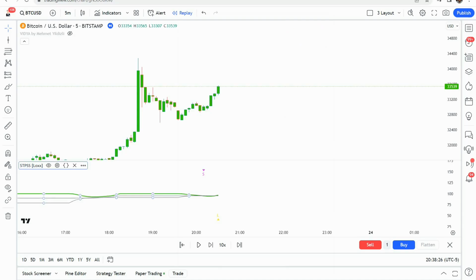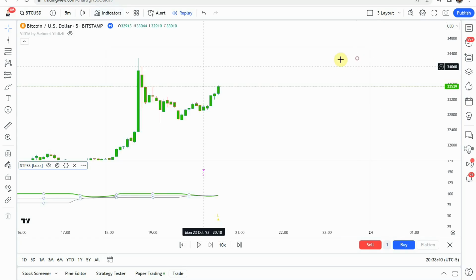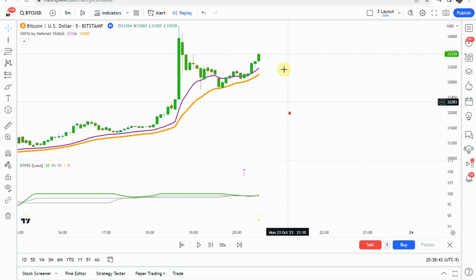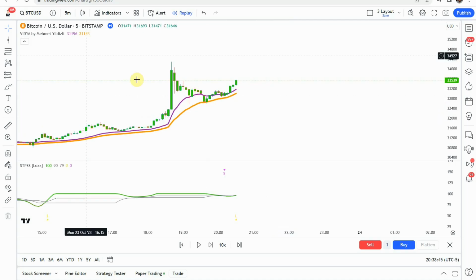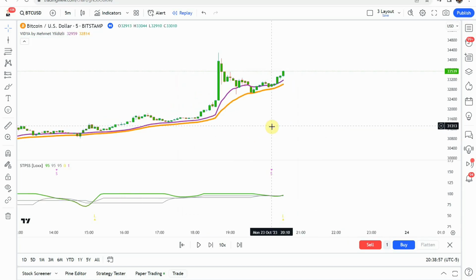And then the next indicator that we are going to put on screen is going to be the Vidya by Mermit, I think is how it's said. Could be saying that completely wrong. If so, I apologize. Anyways, it's going to look like this right here. We're going to go into the settings and put the period at 45, the period 2 at 90. And so that will give us what you see on screen right now.